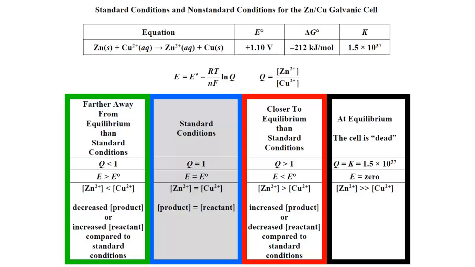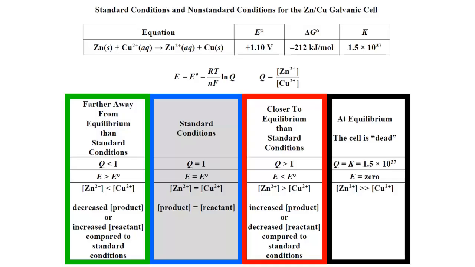That's what normally happens as the cell runs over time. So anything that you can do that would cause the system to get closer to equilibrium than standard conditions results in the following. The value of Q is now greater than 1. So now you have more products than reactants, or for some reason you have fewer reactants than products. And so when Q is greater than 1, now the cell potential is less than the standard cell potential. And eventually, if we keep going, we move over to that black rectangle. Now you have arrived. You're at equilibrium. The cell is dead. The Q is a very large number. It's equal to the value of the equilibrium constant K, and the cell potential is 0.